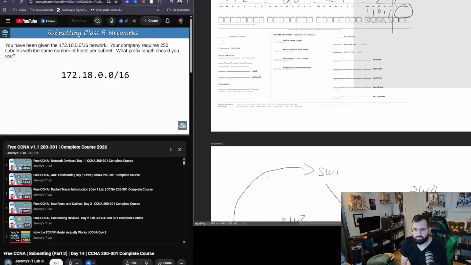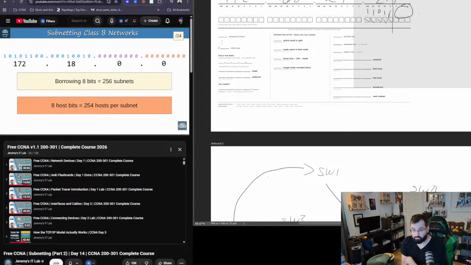Okay, let's check out the next slide. So the answer is /24. We need 250 subnets, and borrowing 8 bits allows us to make 256 subnets. We also need 250 hosts per subnet, and having 8 host bits allows for 254 hosts per subnet. So we're basically subnetting a subnet.